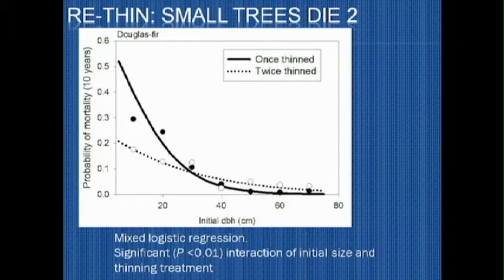And this is for Douglas fir, which was the dominant tree species on these sites. You can see that there is a higher predicted chance of mortality for the smaller Douglas firs. And once again, when you get into the larger trees, there's very little effect of thinning, and there are very few that are actually dying over this period of 10 years.